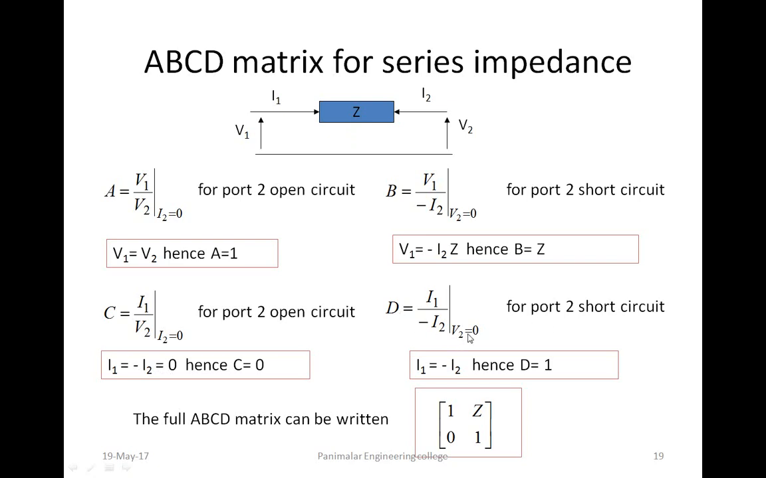When it is made open circuit, the current is 0. So the coefficient corresponding to current, that is I1 and minus I2, becomes 0. Thereby the matrix is written as 1, which is A, Z, that is B, C is 0, D is 1.